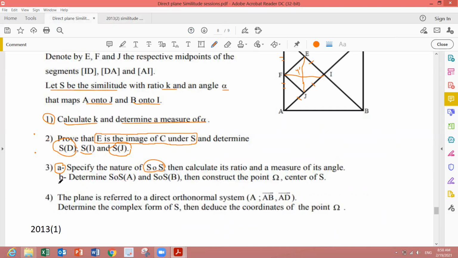Part B. Determine S round S of A and S round S of B. Then construct the point omega, the center of S round S.